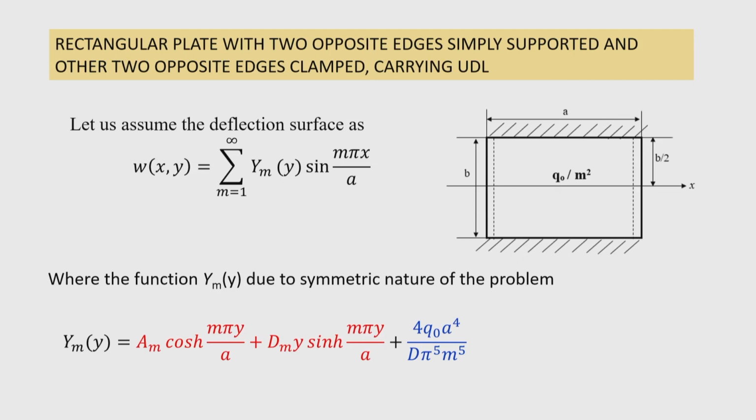Now, due to fixity, the slope will be 0 along the y axis. So, this del w by del y will be 0, that means d capital Y m divided by dy equal to 0, and because of the clamped condition the w is also 0, that is Y m is also 0.